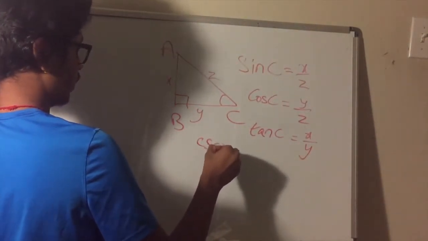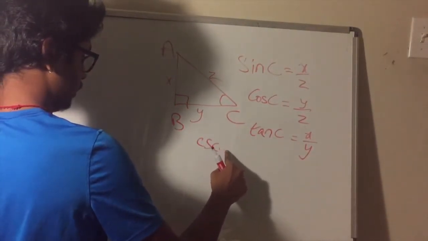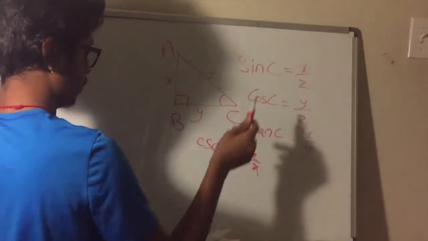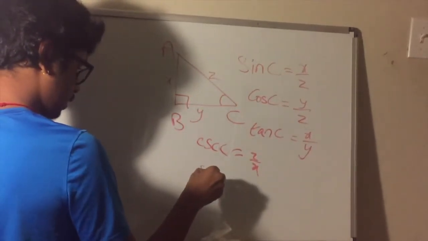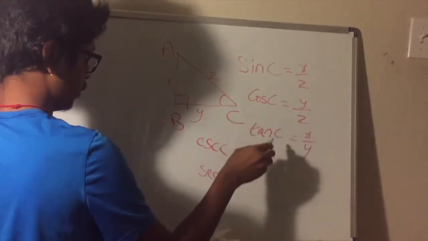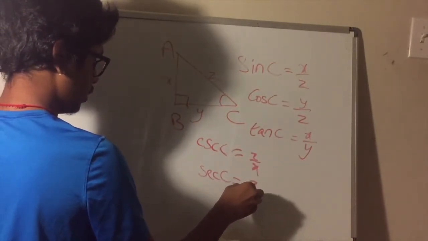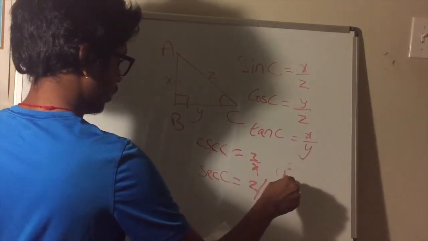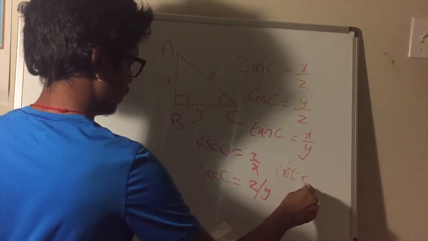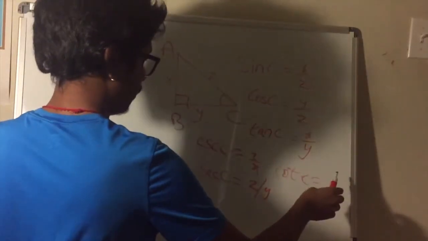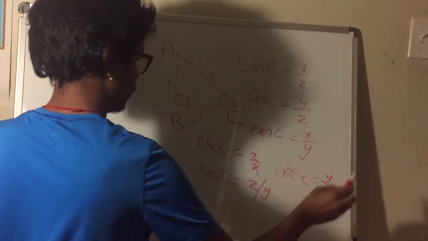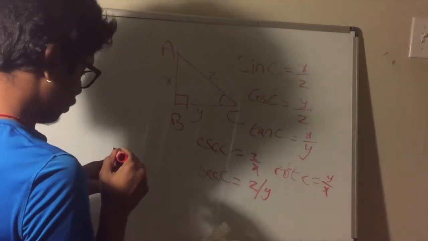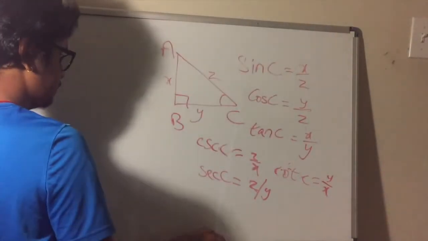Cosecant of C is going to be Z over X, the opposite of sine. Secant of C, the opposite of cosine, is going to be Z over Y. Cotangent of C is the opposite of tan, Y over X. So these are the basics if you remember. We're going to use this to solve the reverse case.